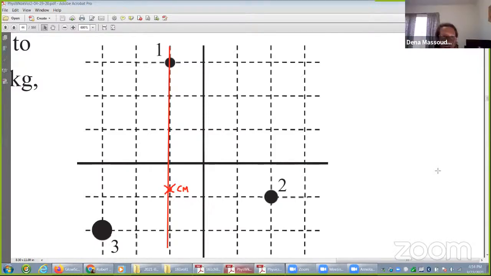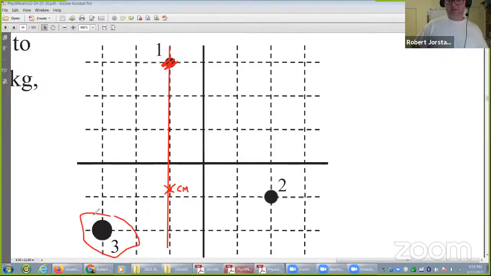Yes, if it's the center. Say again? If it's the center, yes. Well, do you agree 1 is right on the center? So 1, there's the same amount on either side. It's basically right on the axis. So we could ignore it. Do we have the same amount of mass left and right?